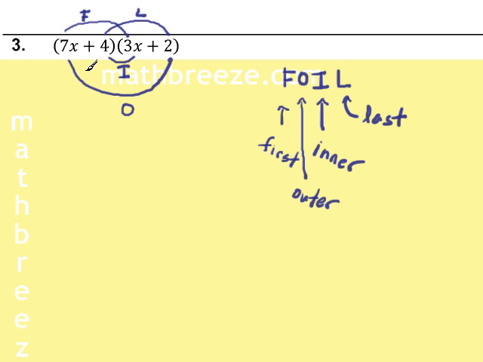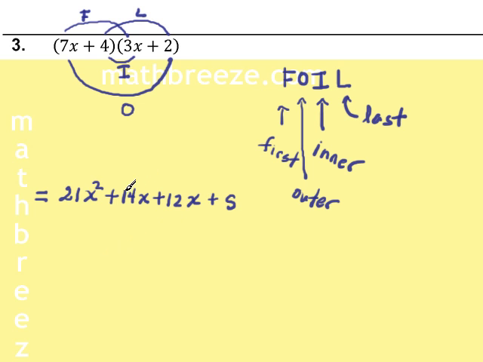Okay, so let's do these products. So starting with the first, we have 7x times 3x, that's 21x squared. Then the outer, 7x times 2, that's plus 14x. And then the inner, 4 times 3x, that's plus 12x. And then last, 4 times 2, that's 8.